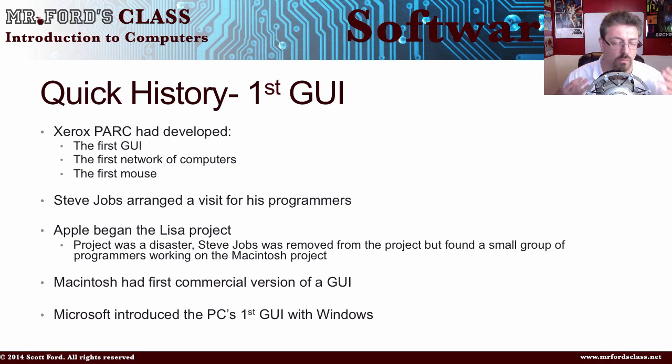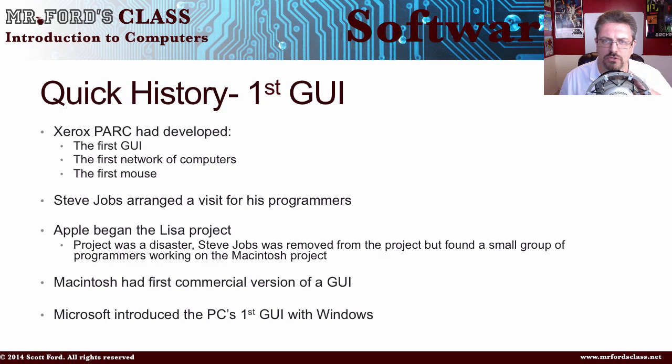And these guys were brilliant. They came up with the first graphic user interface. They also came up with the first networking of computers. And they also came up with the very first mouse. None of these things existed outside of Xerox PARC. Well, somehow Steve Jobs heard about this, went on a tour, was amazed at what he saw, and arranged for a group of his programmers to come take a look at what Xerox had created.